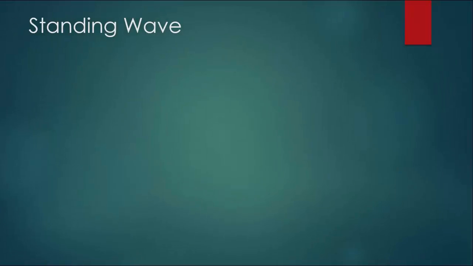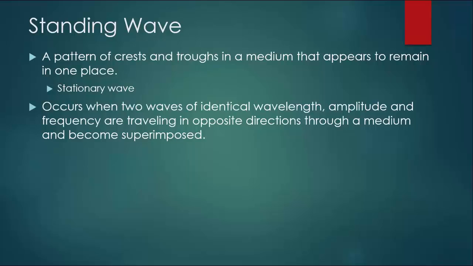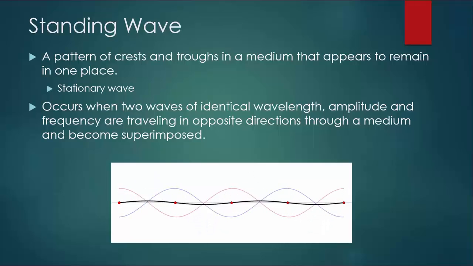There are a couple phenomena I want to introduce that can happen when two waves interfere with each other. The first is called a standing wave. This is a pattern of crests and troughs in a medium that appears to remain in one place. This is sometimes described as a stationary wave. And this occurs when two waves of identical wavelength, amplitude, and frequency are traveling in opposite directions through a medium and have become superimposed. Take a look at this animation.